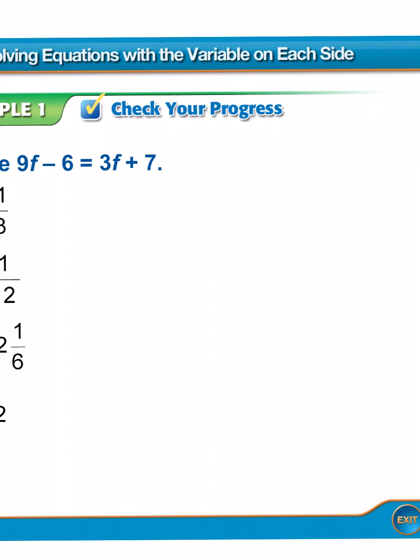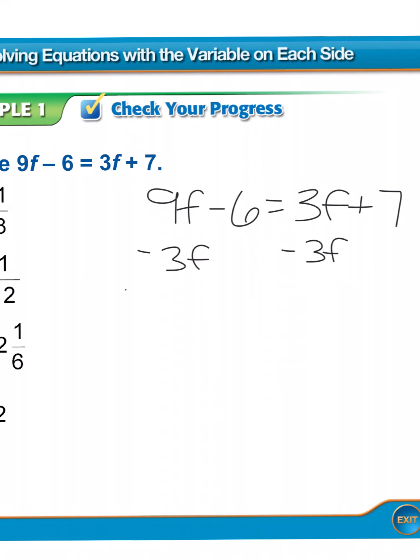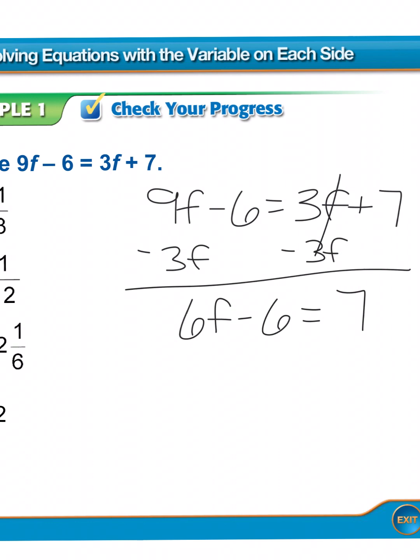So let's work on the variable first. How do we get the variable on one side? Not plus. We need to subtract that 3f. I would always recommend keeping that variable positive so you don't have to worry about it. I'm going to rewrite so I got more room. So subtract 3f on both sides. 9f minus 3f. 6f minus 6 equals 7. Why would you subtract? Because it's positive right now, so we need to do the opposite of what it is.